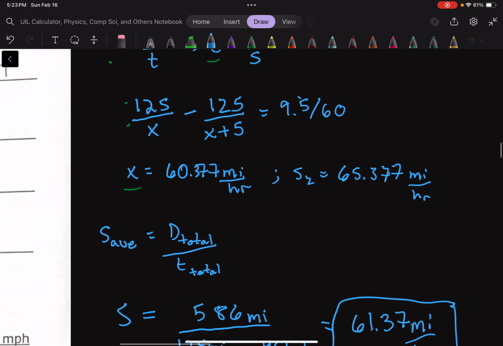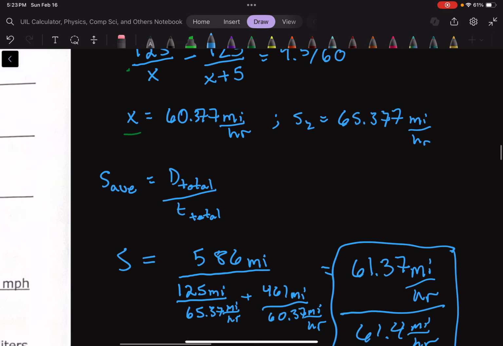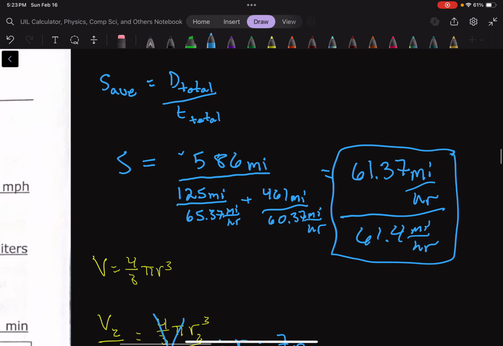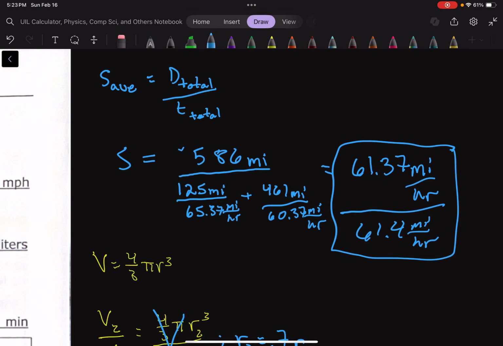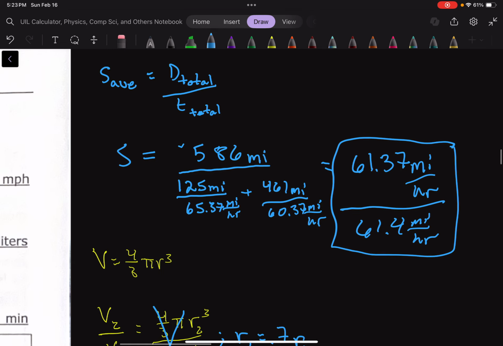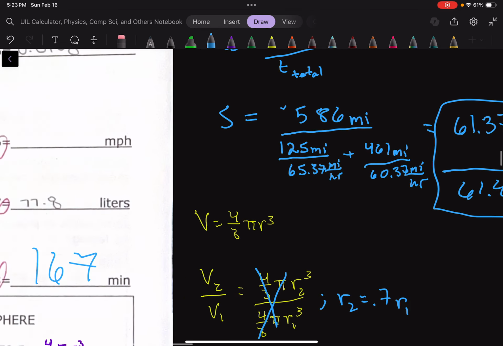Okay. Now, to get the average speed, that's going to be the total distance, which is the 586 miles, over the total time to travel those distances. So we know that he traveled 125 miles at 65.37 miles per hour, and that's going to be some amount of time. And he did the remaining amount at 60.37 miles per hour. Anyways, you throw that into a cruncher, and you get 61.4 miles per hour.